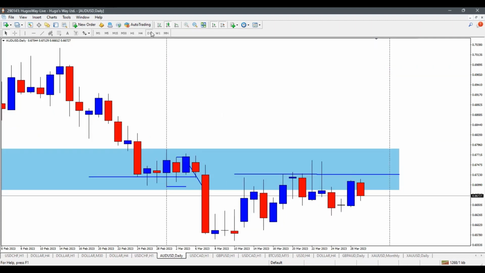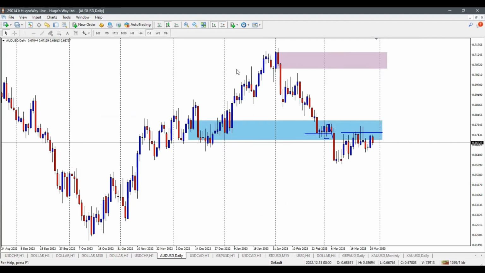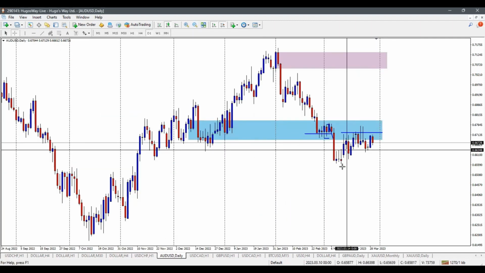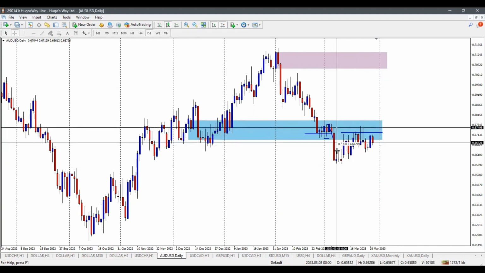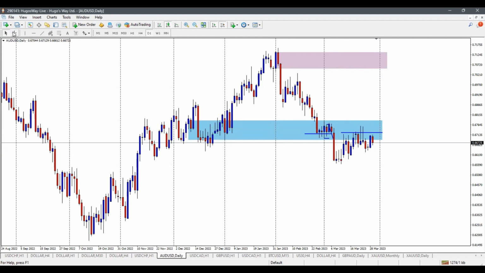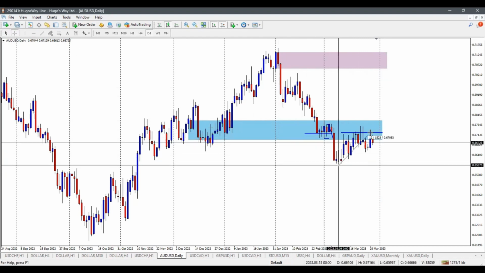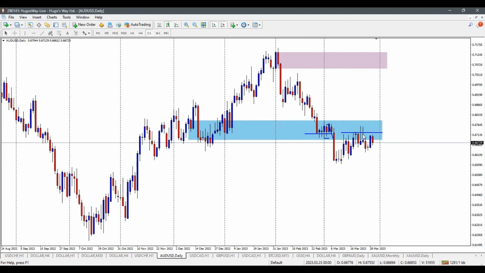AUD USD, if I go to the daily time frame, you can see that the price is really in a range. We've had this strong bearish movement, and the price has really struggled to, it took one day to produce 180 pips, and it's taken, if I drag to the right here, about 11 days to reach around 180 pips, just a bit more than that. So you can see how strong the bearish side of the market is.